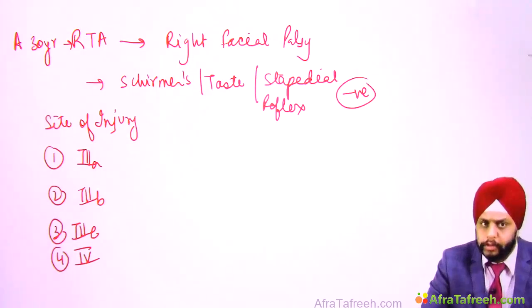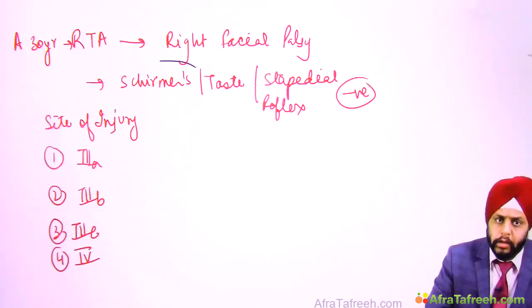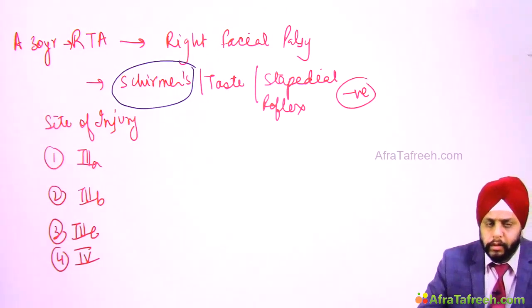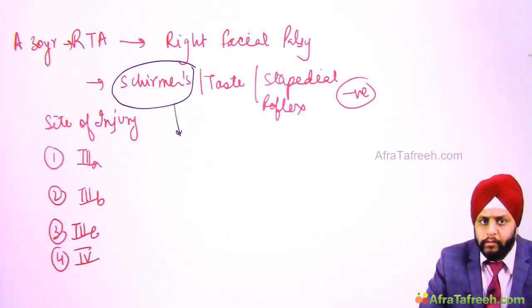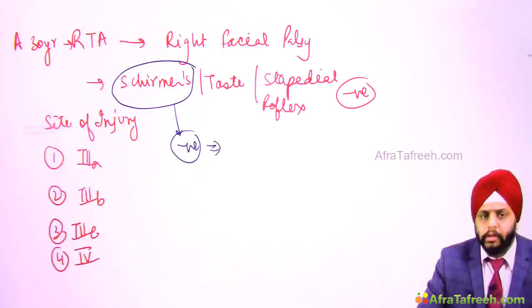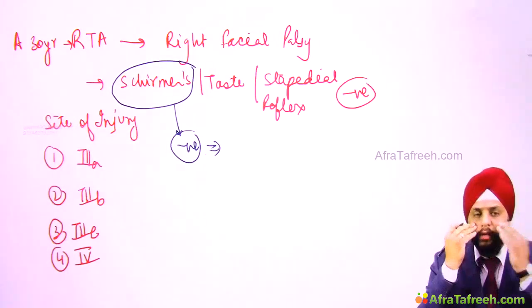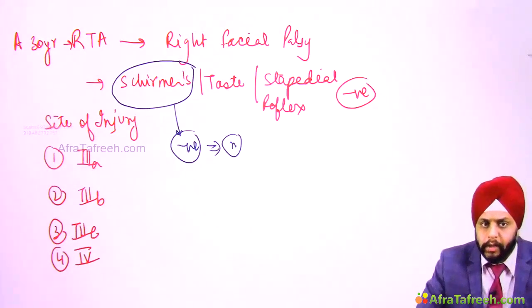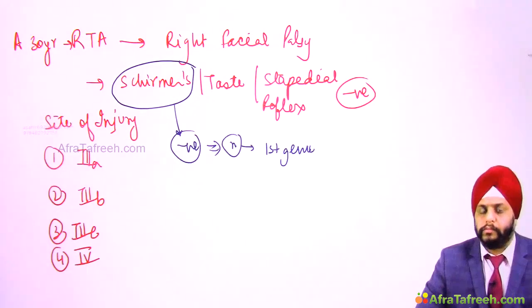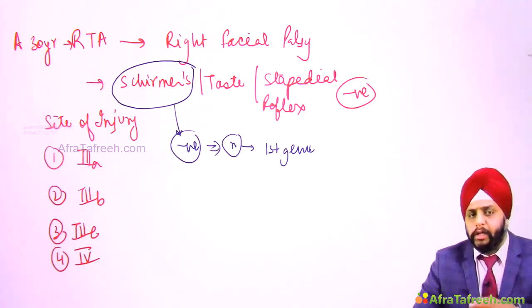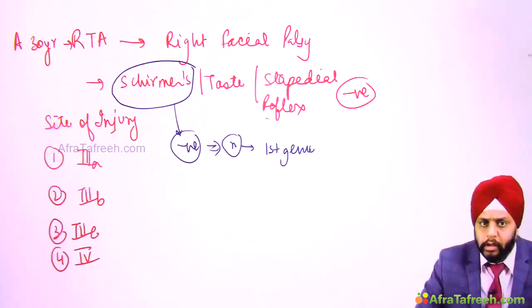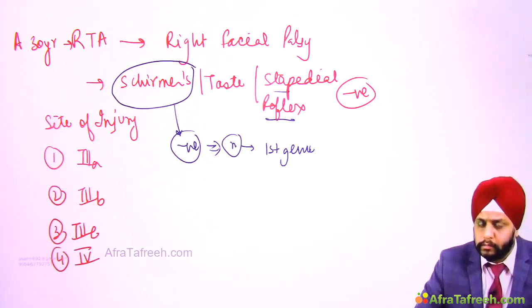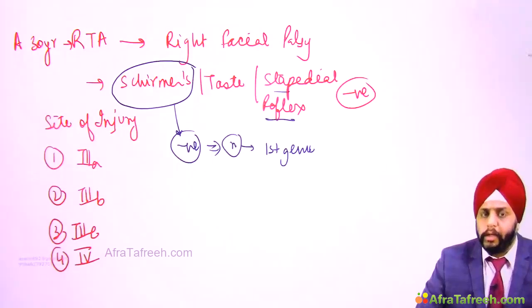Alright, let's solve this question. Now, first see, the Schirmer's test is negative. Negative Schirmer's test means there is no difference of right side with left side lacrimation, and negative Schirmer's test is normal. That means the facial nerve is normal till first genu. Right? Now the second test in our sequence was stapedial reflex test.